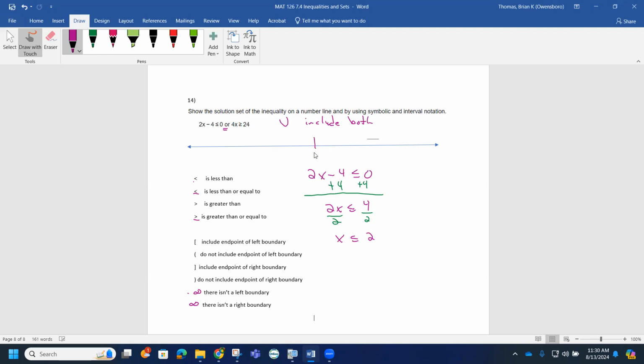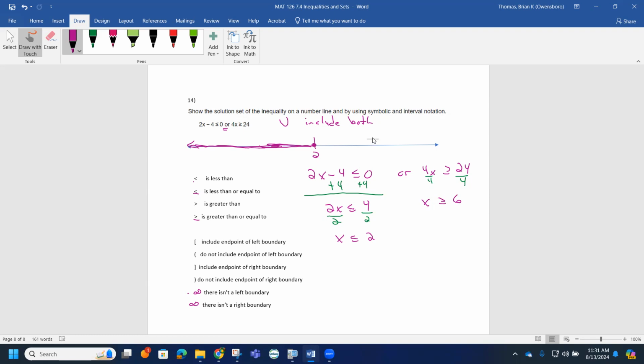So if I come up here and graph it, 2 would be my boundary, and then you include it. And less than 2 means you would go over here to the left. So this would make the first inequality true. Or 4x can be greater than or equal to 24. So again, to solve this one, if we divide both sides by 4, that makes the coefficient equal to 1. And we would get x is greater than or equal to 6.